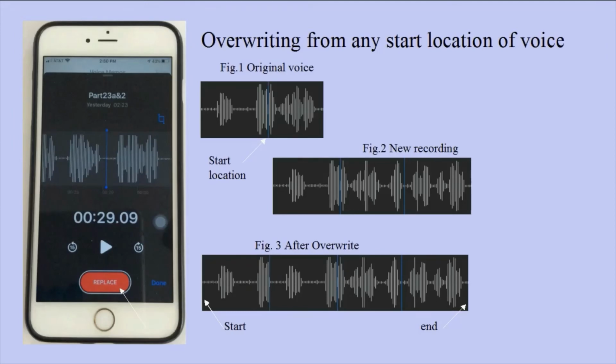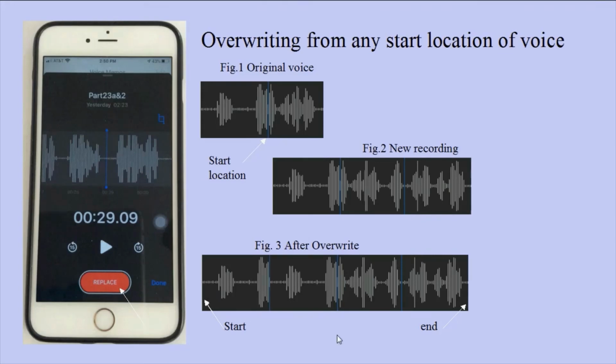Let me introduce the steps of the fourth edit method, that is overwriting from any start location. First, get into the interface for record editing. Then in the big window, find the location where you want to start to overwrite the existing voice. The third step, click the replace button. On the right side, figure 1 to figure 3 show the result of this method.